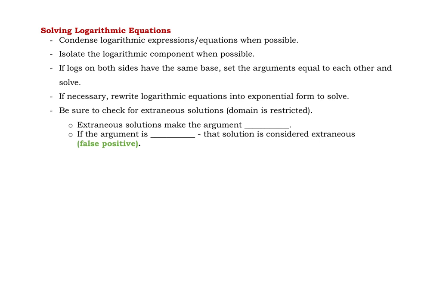Okay, now we're going to move on to logarithmic equations. We're going to condense the logarithmic expressions, equations when possible. That means one side may condense. We're going to isolate the logarithmic component just like we did the exponent. If we have logs on both sides that have the same base, we can set the arguments equal to each other, just like if we had exponents with the same base, we could drop the bases and set the exponents equal to each other. If necessary, we're going to rewrite the logarithmic equations into exponential form to solve. And we're going to make sure that we check for extraneous solutions.